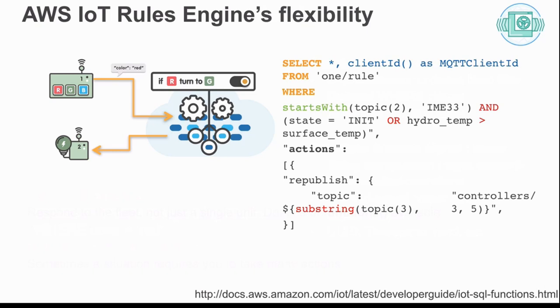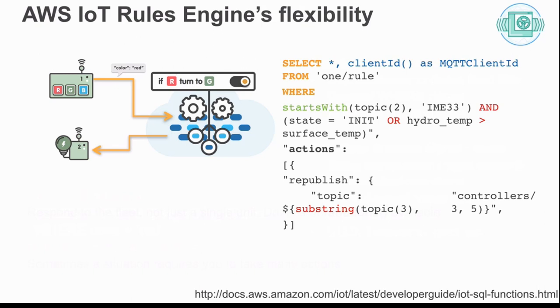So the second part of the topic starts with the characters IME33, and there's some other attributes that we're reading. The state attribute or the hydro temp attribute, and obviously we've got some logical operations there. We're looking for state equals init, or the hydro temp exceeds the surface temp attribute.